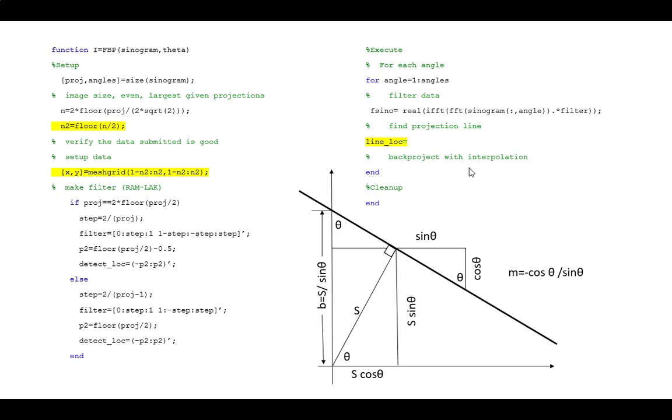Okay. Yeah. Do you want line left to be three-dimensional, or do you want to iterate through all the projection numbers, the projection sensors?